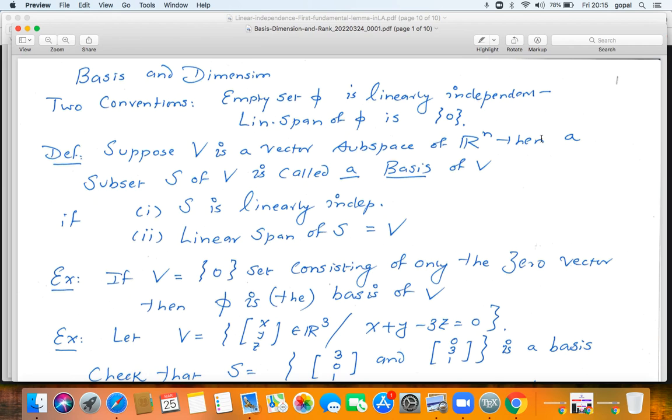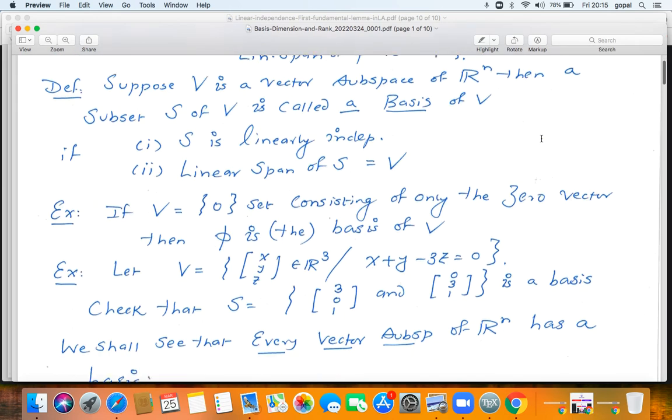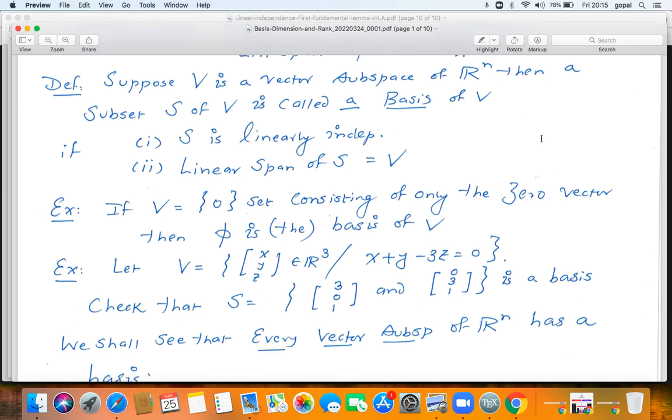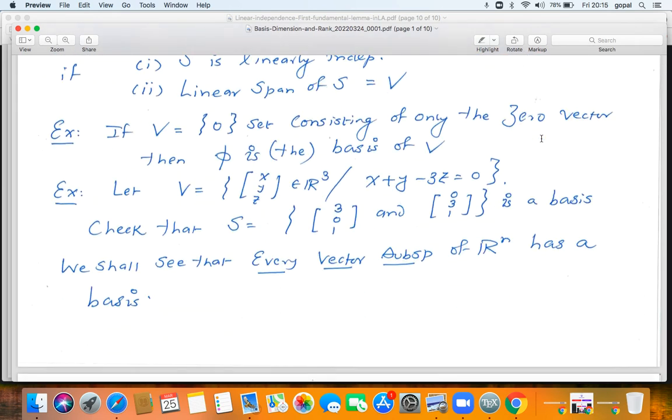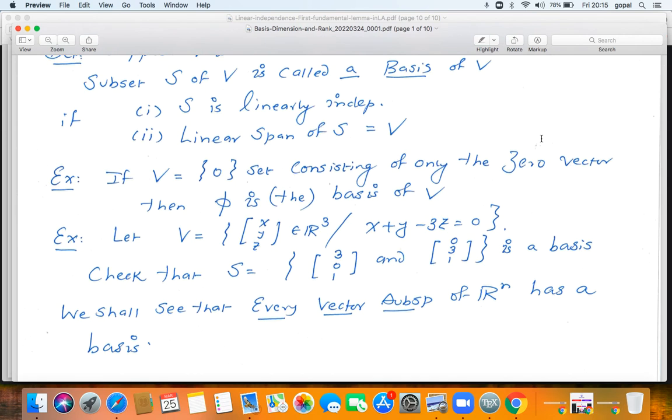So for the example of the plane, our example of the garden variety, V equal to column vectors X, Y, Z such that X plus Y minus 3Z equal to 0.